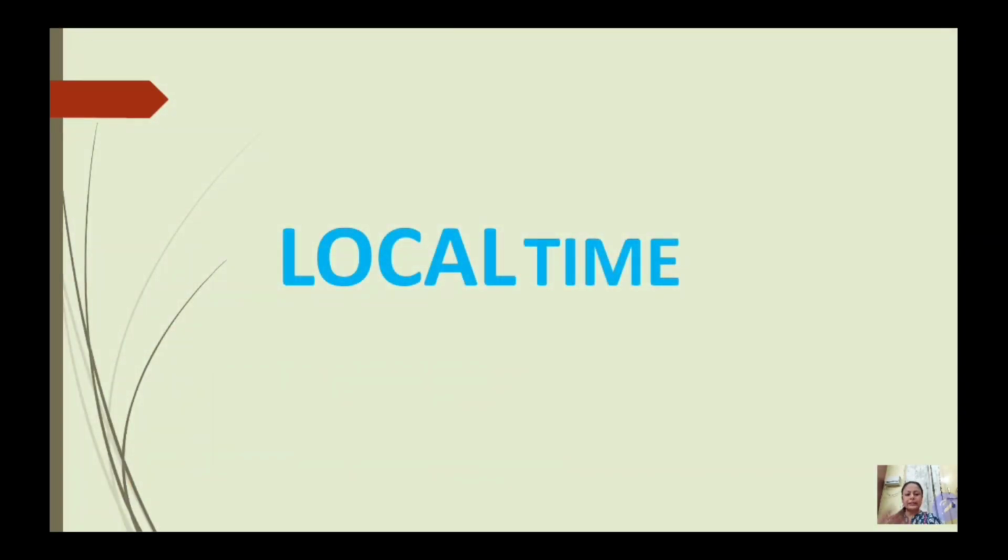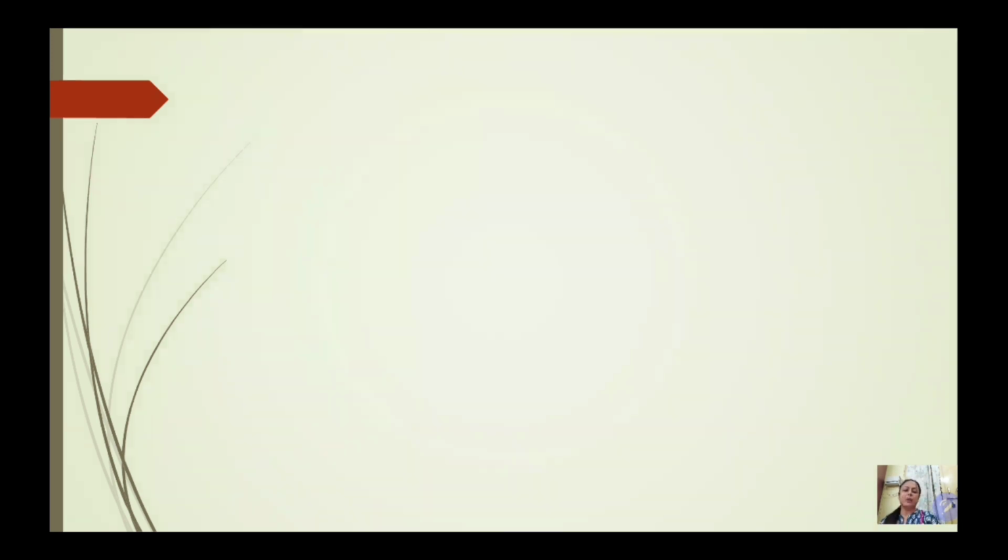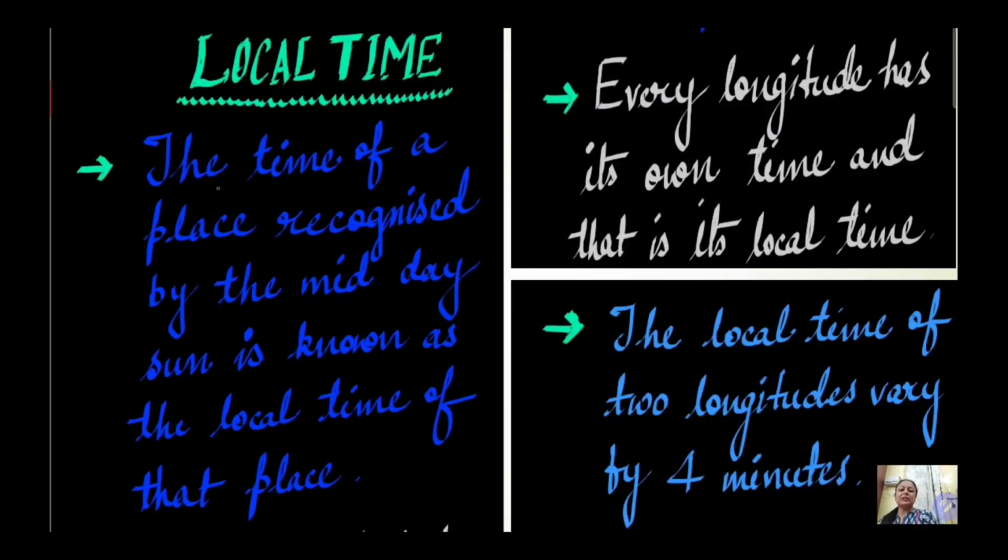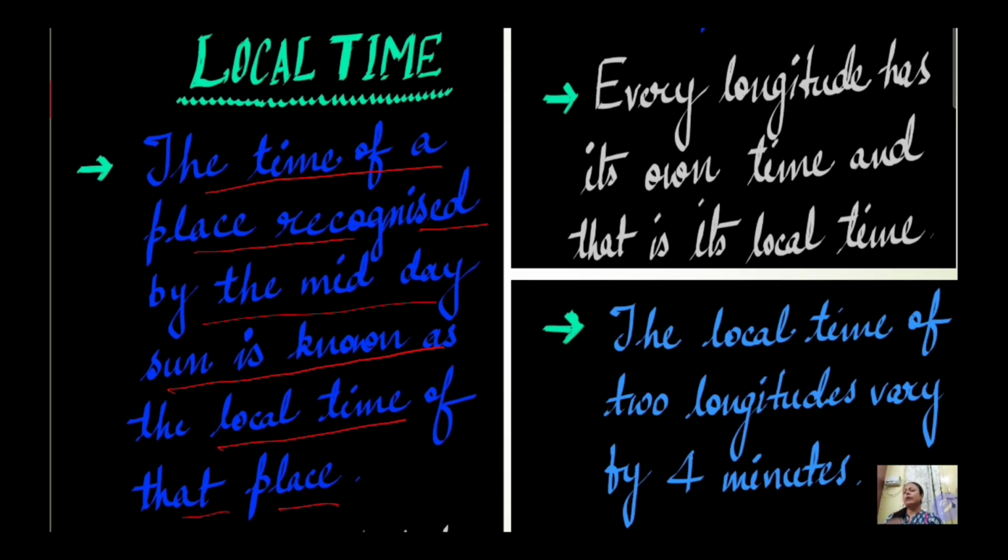Now students, on the basis of the concept that we have learned just now, we will understand the concept of local time. So what is local time? The time of a place recognized by the midday sun is known as the local time of that place. So if you have not understood this, let's learn more so that your concept becomes clear.